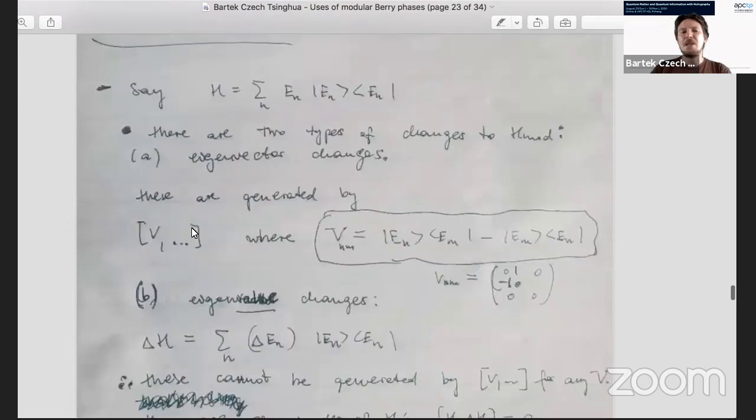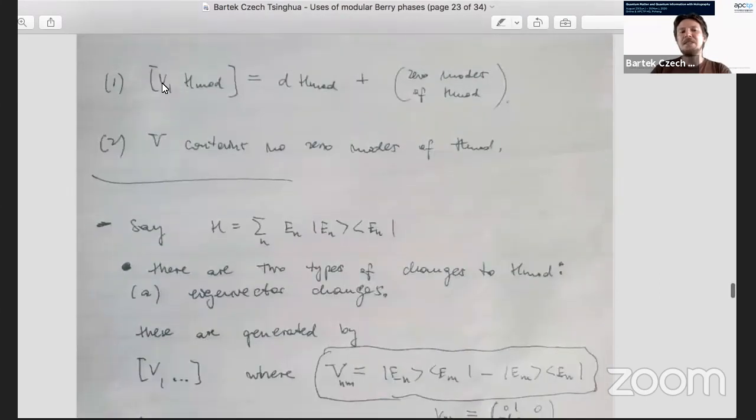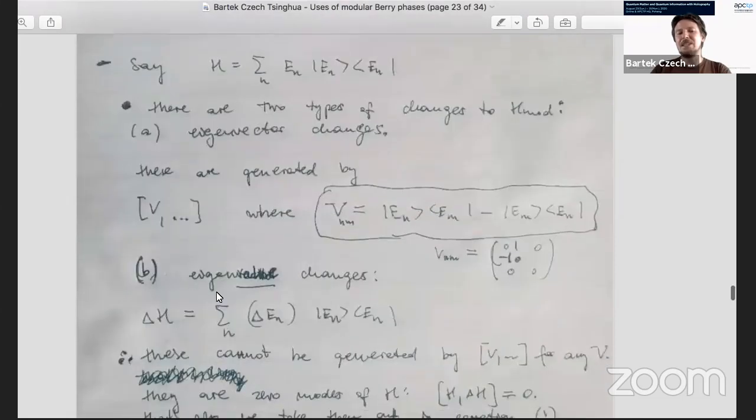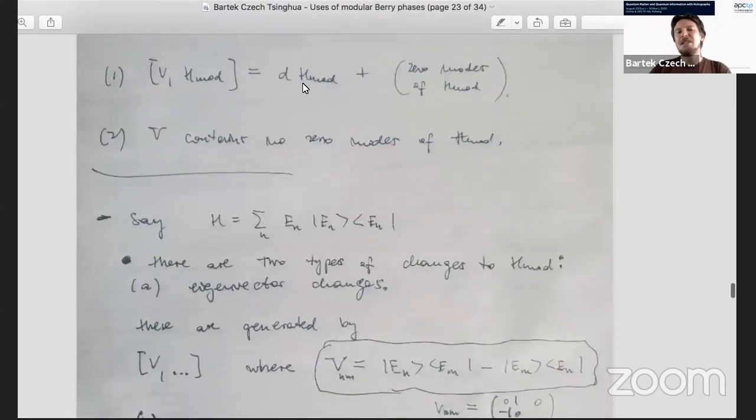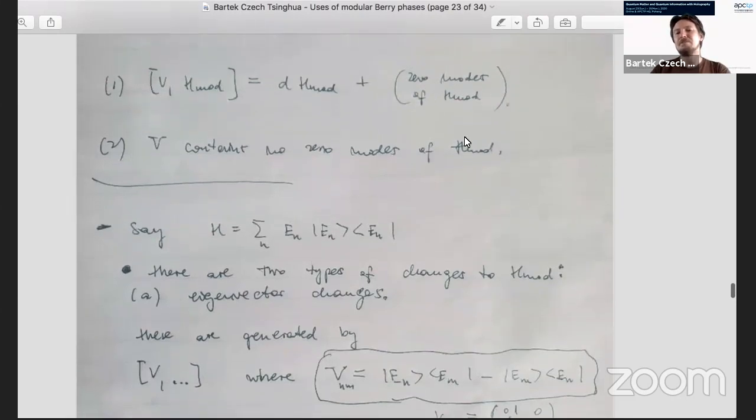When we go back to our condition number 1, I see that I am trying to generate a change in H by a commutator of something, but then I'm allowing myself to miss the change by some zero modes. What are those zero modes? These would be precisely the changes of the second type, the eigenvalue type. So I will want to find a V that exactly produces the right change of the first type, the eigenvector change, but I understand that I will never be able to match an eigenvalue change with a commutator, so I'm taking it out from dH mod in this equation.